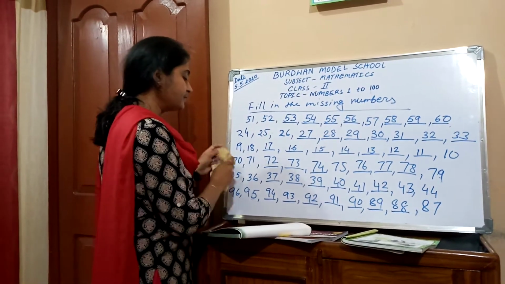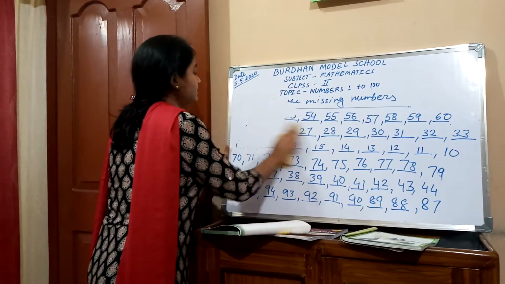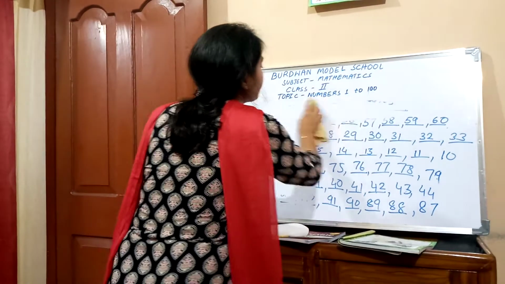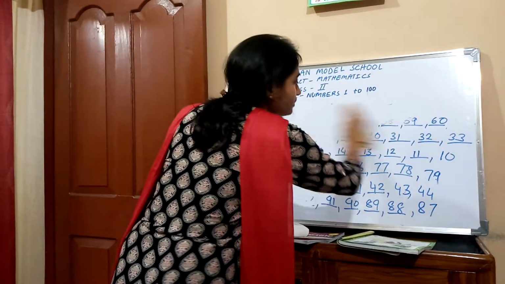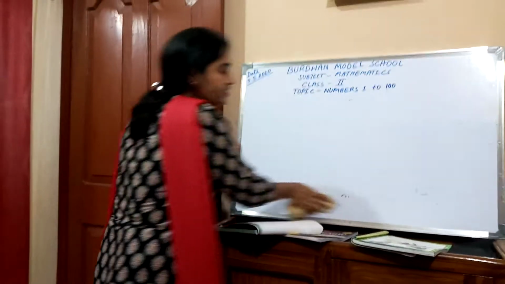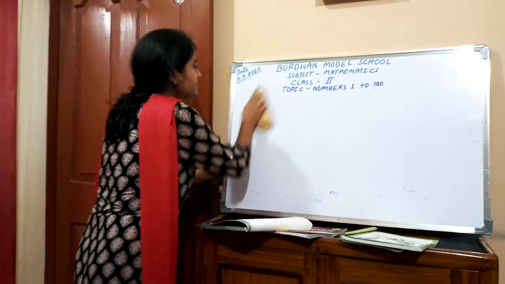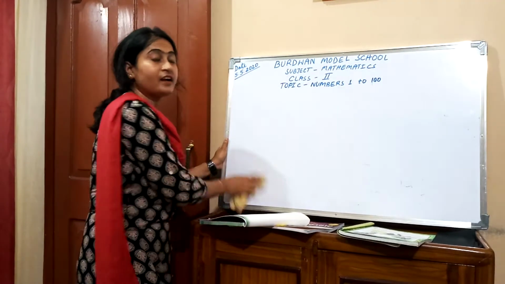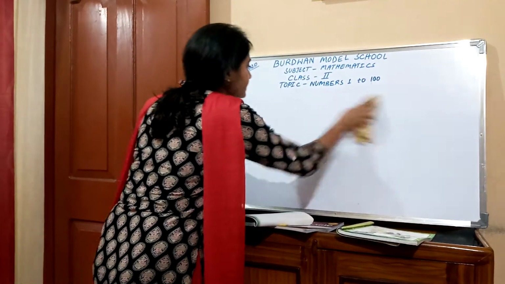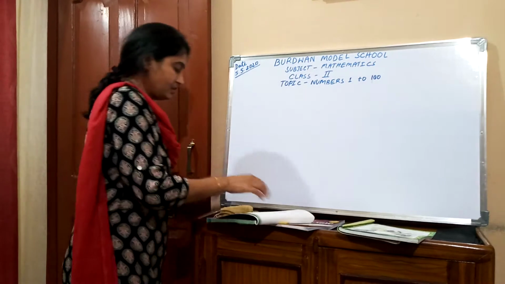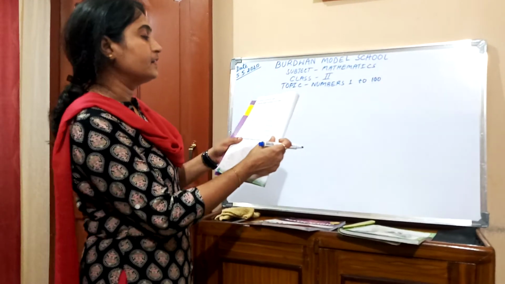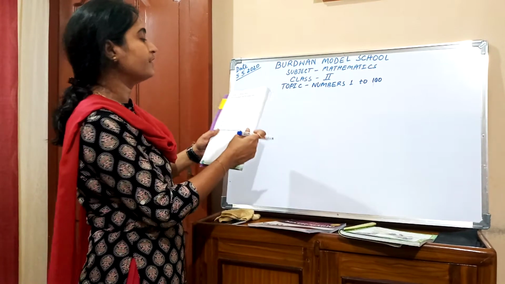Numbers and number names. All this we learned in class 1. So this is the revision chapter, where we are revising whatever we learned in class 1. Now it is numbers and number names. Write the numbers for the given number names.